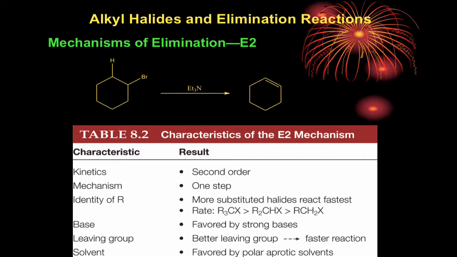We know that the leaving group matters. We know that bromide will be much better than a chloride, right? And we know that solvent matters. We know that it's going to be favored by polar aprotic solvents, okay?